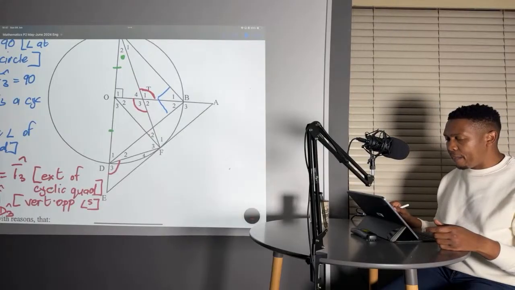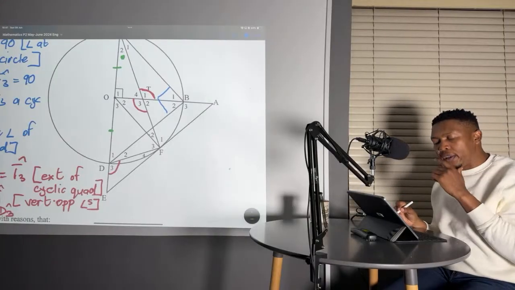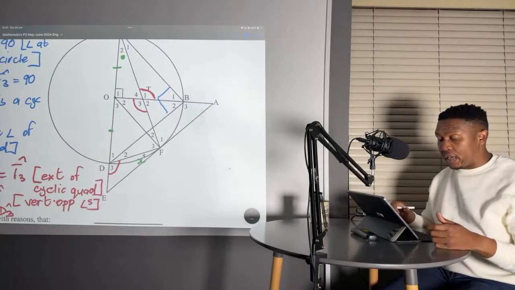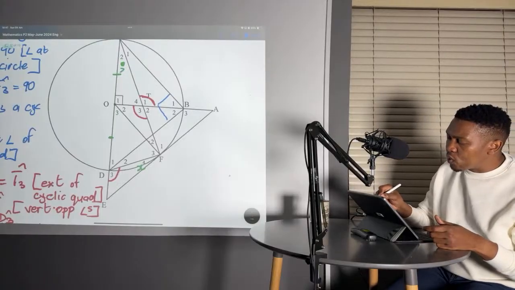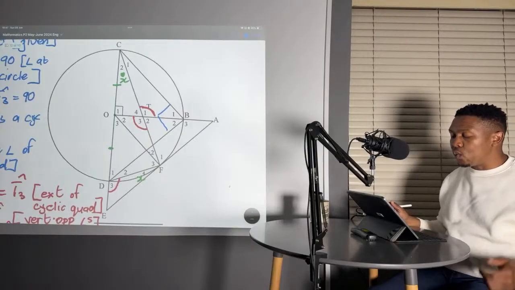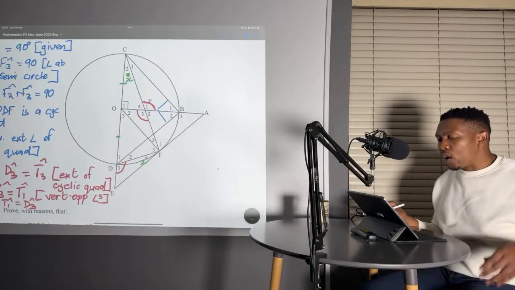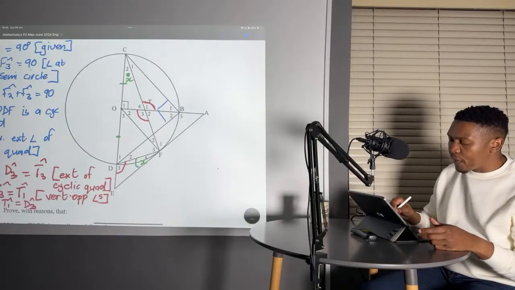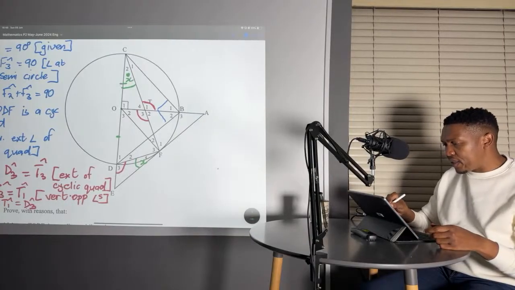Let's see, which other angle? Okay, you know what I'm going to do? Let me call angle F4 X, right? You know, this is one of those abstract questions, right? So if I call angle F4 X, that means that also angle C2 would be equal to X, right? Remember, these are angles opposite, that's the tan-chord theorem. So F4 is equal to C2. That's the tan-chord theorem.